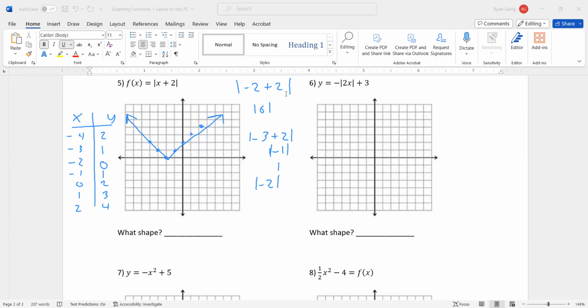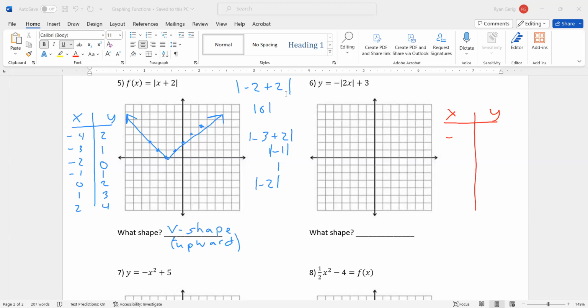And it makes a V shape. And that's because of the absolute value. And it's upward facing. Okay, you'll see what a downward facing V looks like. You can probably picture it, but this is an upward facing V. Absolute values always do that. They make a V. Okay, so let's do the next one. If you don't get a V, you did something wrong.